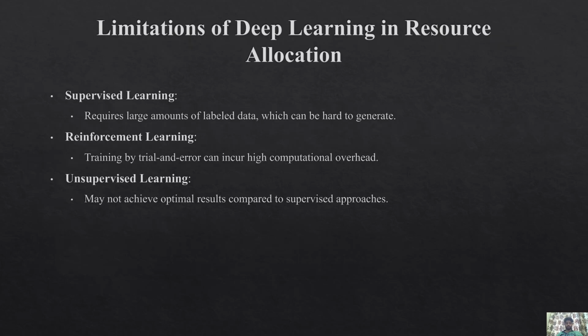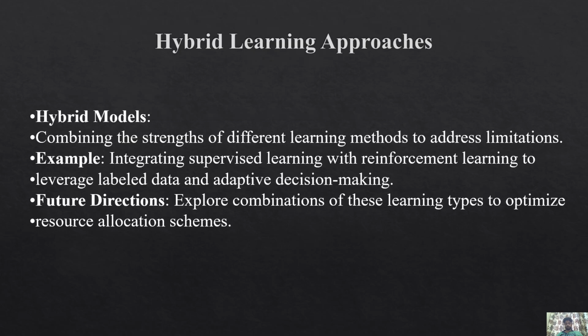Limitations of deep learning in resource allocation. Supervised learning requires large amounts of labeled data, which can be hard to generate. Reinforcement learning training by trial and error can incur high computational overhead. Unsupervised learning may not achieve optimal results compared to supervised approaches.